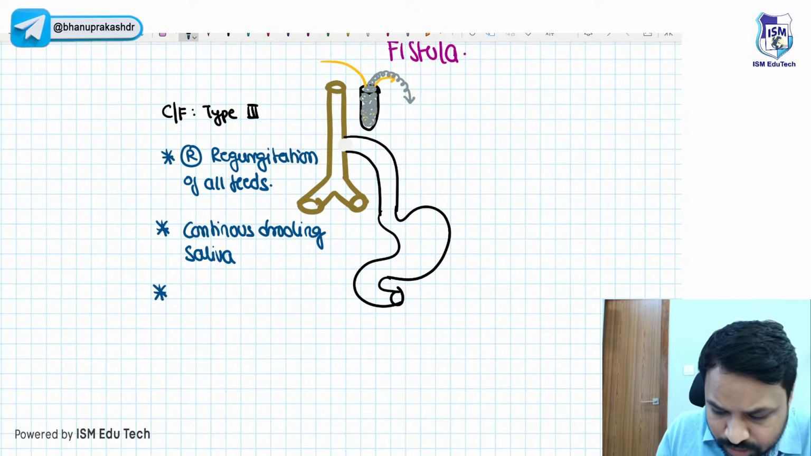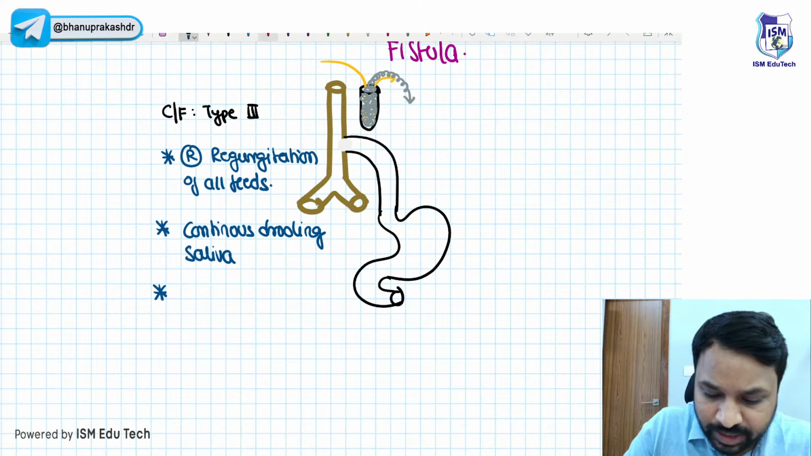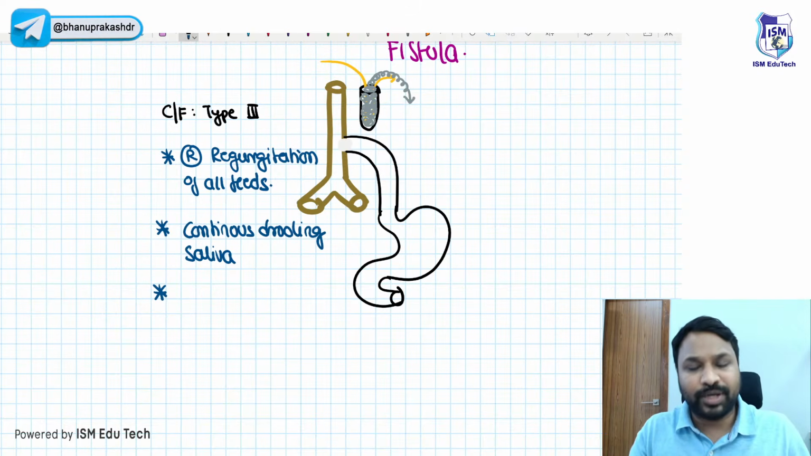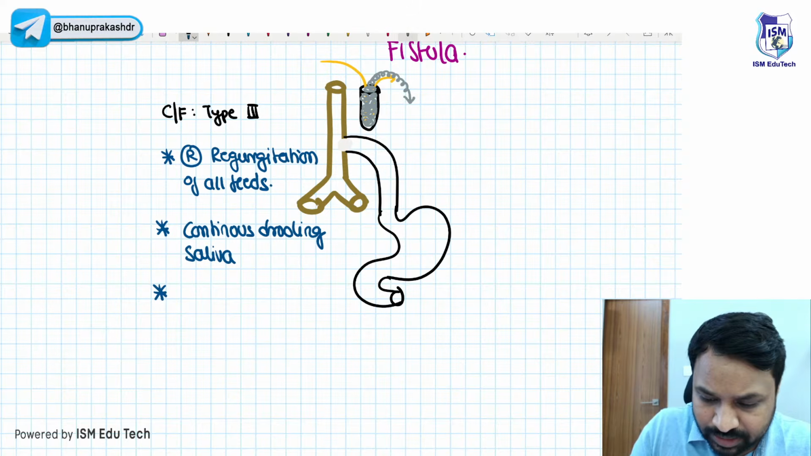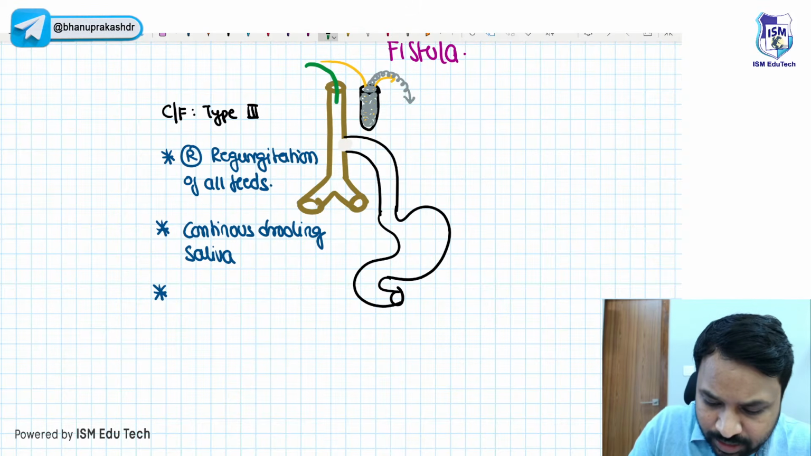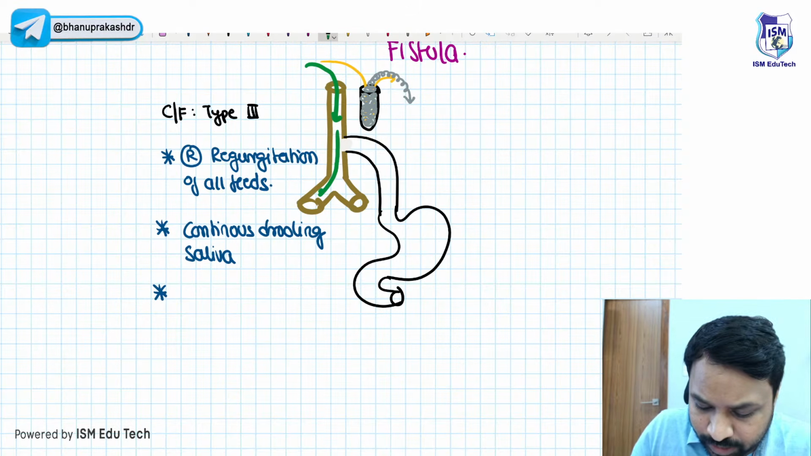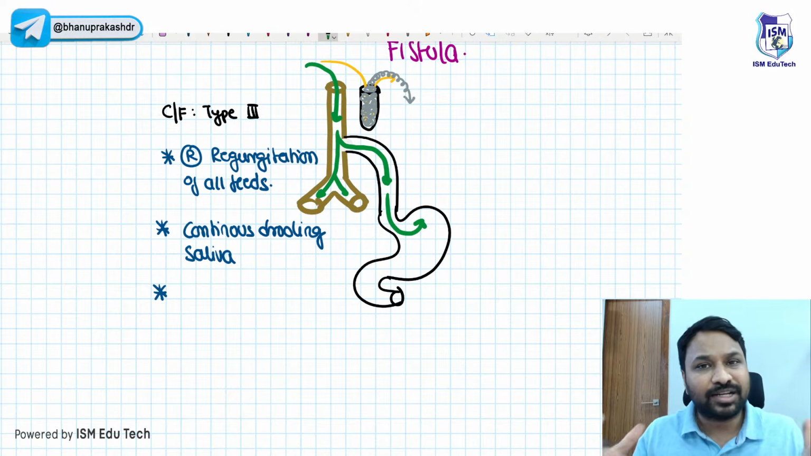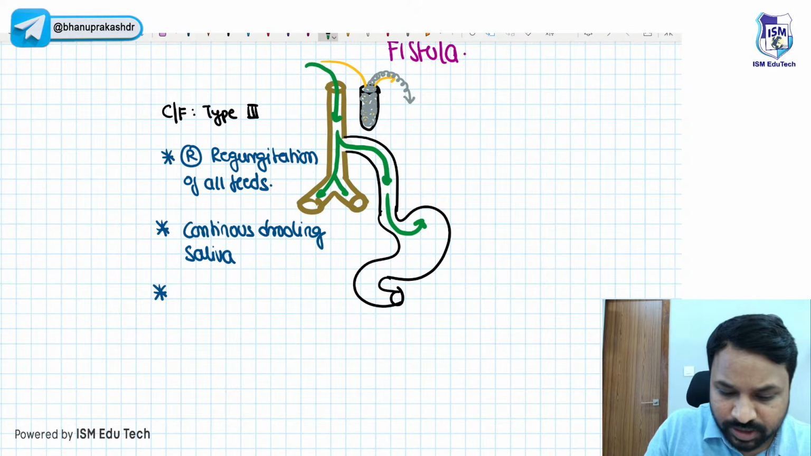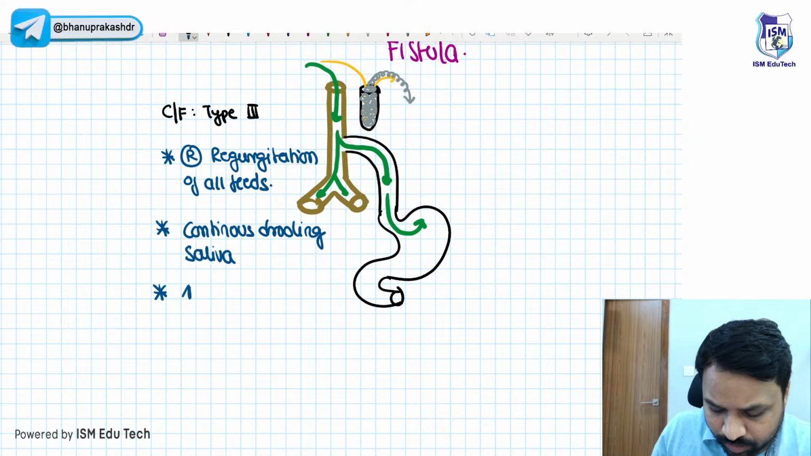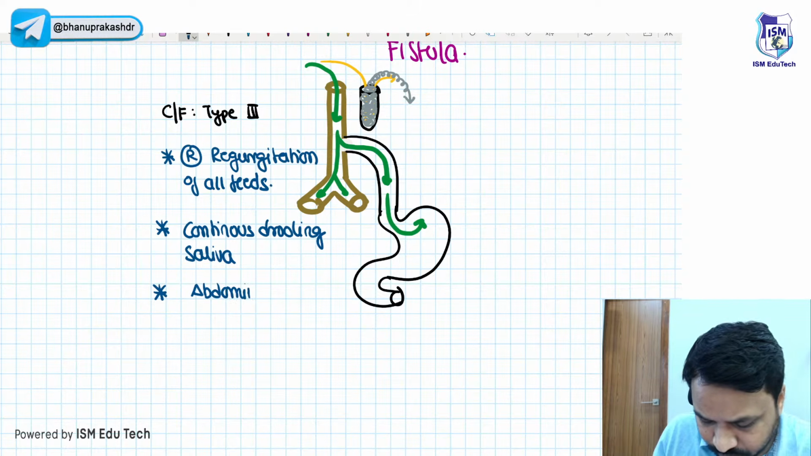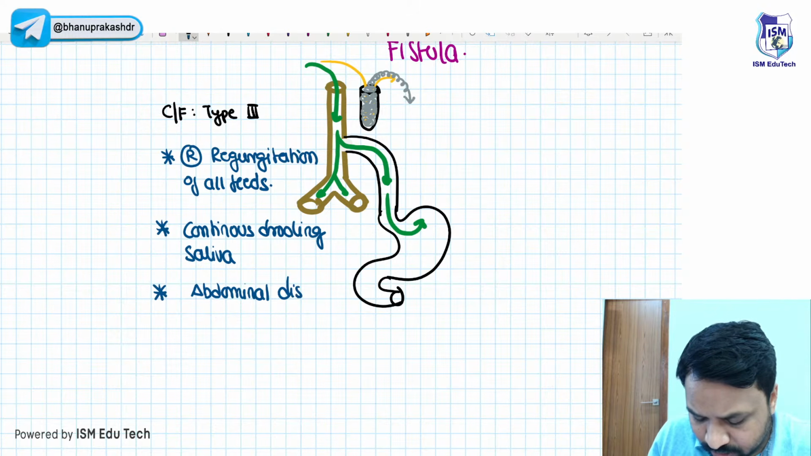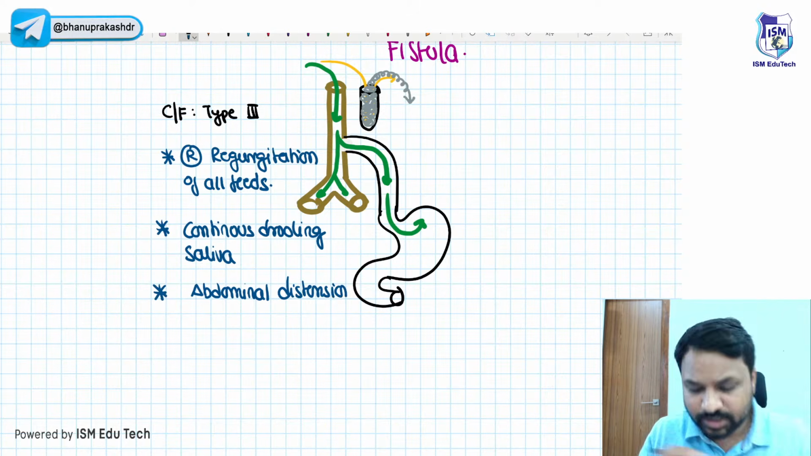There is continuous drooling of saliva, and more importantly, every time the baby is going to breathe or cry, what is going to happen? The air which is present here will enter into the trachea. Obviously, it will go into the lungs, but at the same time, some amount of air will go into the fistula. From there, it will come into the stomach and then get trapped. Because of trapping, there will be abdominal distension, which is also noticed.